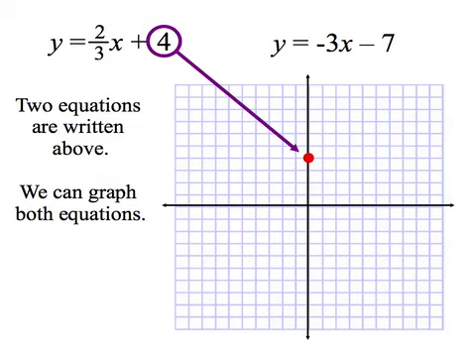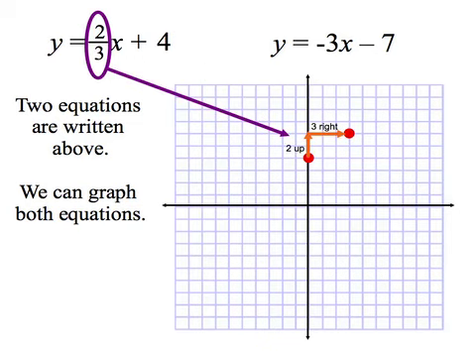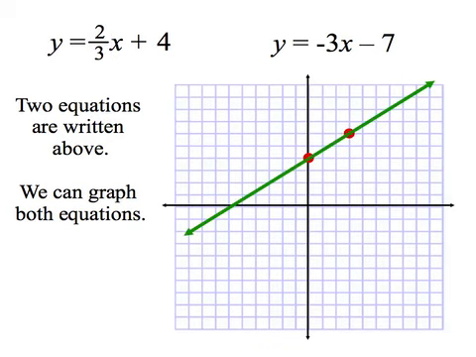We'll start with the one on the left. The y-intercept is 4, so we'll graph that on the y-axis. The slope is 2/3, so from the y-intercept, we'll go 2 up and 3 to the right and plot a second point. We connect the 2 points and we graph the first equation.